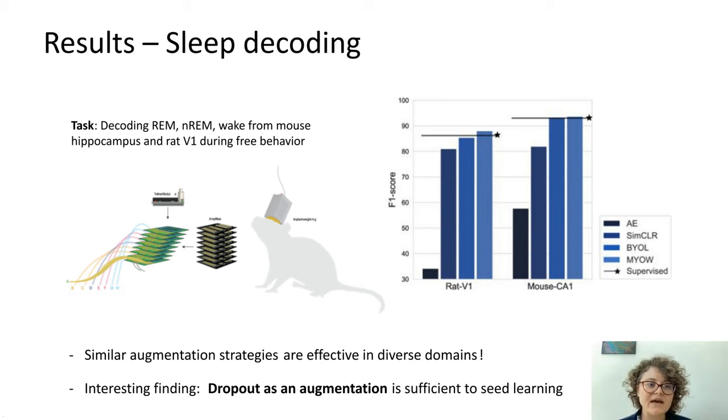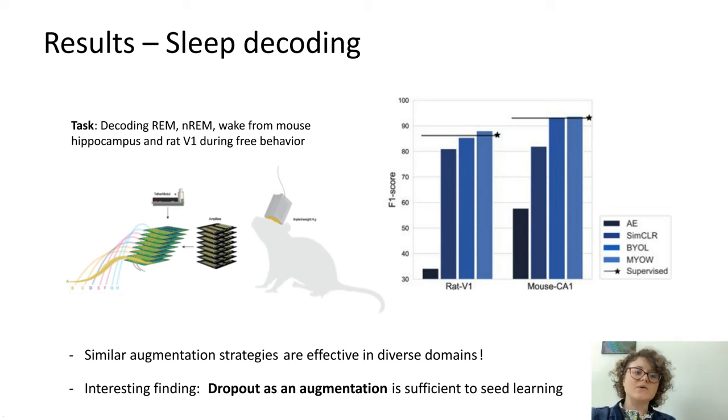And so what I'm showing here now is we apply our approach, and now we just read out through this linear layer. We're going to read out information about sleep state. So here we're trying to decode REM from non-REM from wake across large 12-hour blocks of data. So this is while the animal is running around in their cage, and there's no explicit training. It's just free behavior.